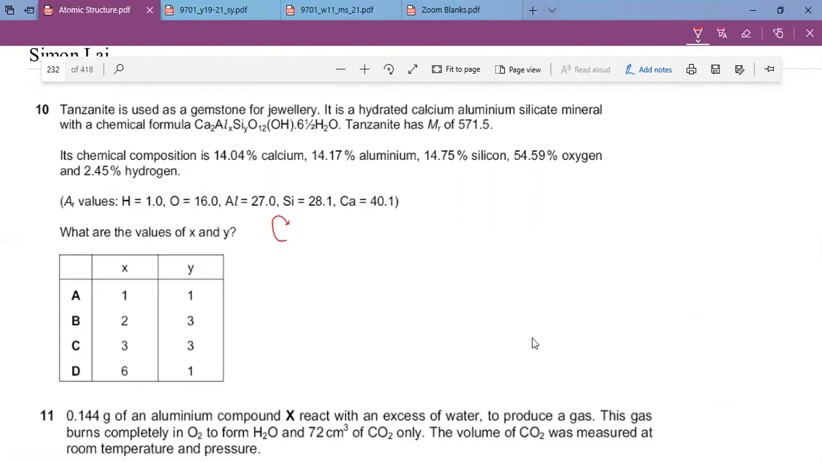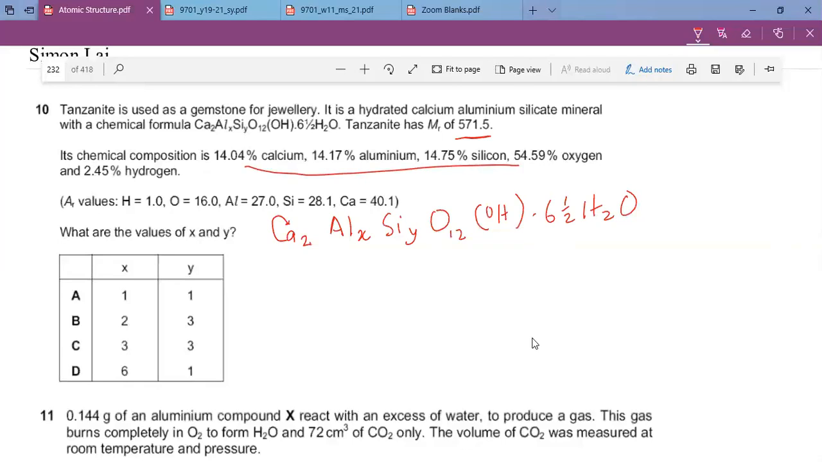Ca2 Alx silicate Y O12 (OH) funny one, 6.5 funny as well H2O. The Mr is this. They give a composition. Now of course this is to find empirical formulas. I just want to show you how it's being done.